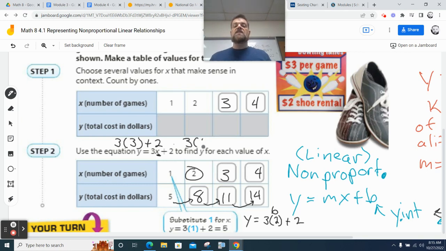So I'm going to say 3 times x, which is 4, plus 2. What's 3 times 4? Plus 2. 12 plus 2 is? Oh, I thought we were adding 3. No, my bad. Yeah. So this is equal to 14. And that is basically it on that.